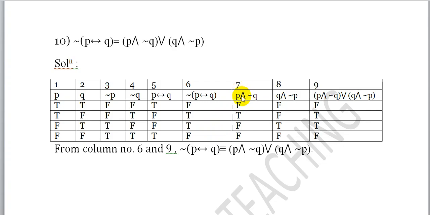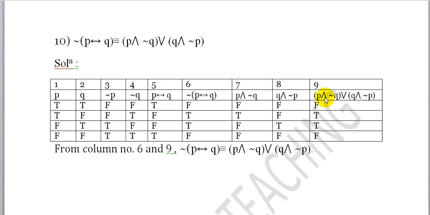For column number 7, P and negation Q. So we see columns first and fourth. Using the AND rule, we get T and F, F; T and F, T and T, T; and T and F, then F and T. So we get F T F F. For column number 8, Q and negation P, so we see column 2 and column number 3, and we get F F T F using the AND rule.